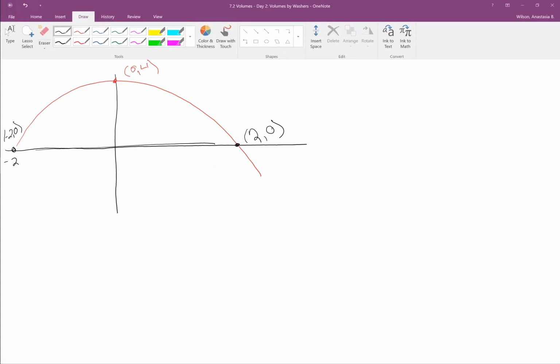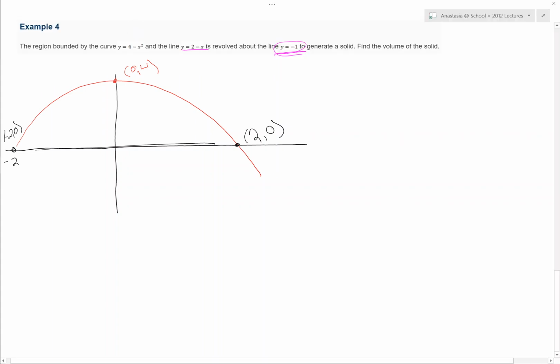We will need some intersection points once we sketch the line y equals 2 minus x. So the line has a slope of -1. It's going to go through the y-axis at 2, and it will also go through the point (2, 0). So we're going to have something like this, y equals 2 minus x, and let me go ahead and label y equals 4 minus x squared.